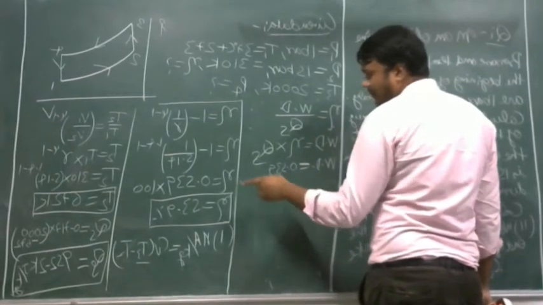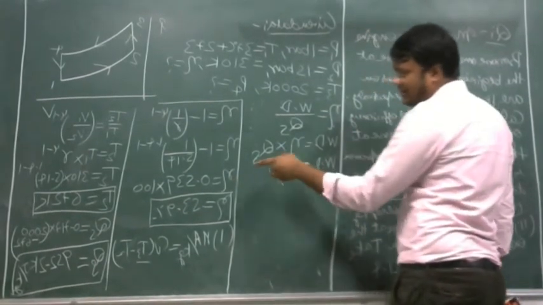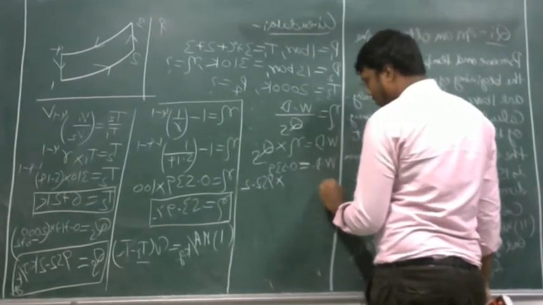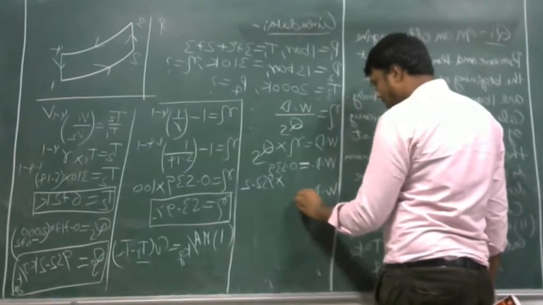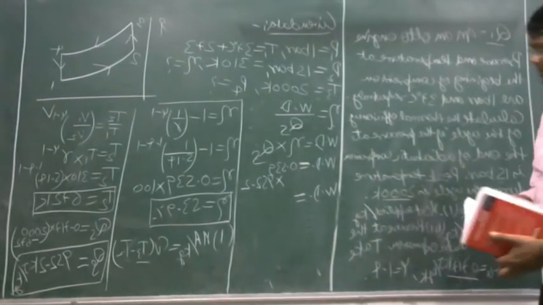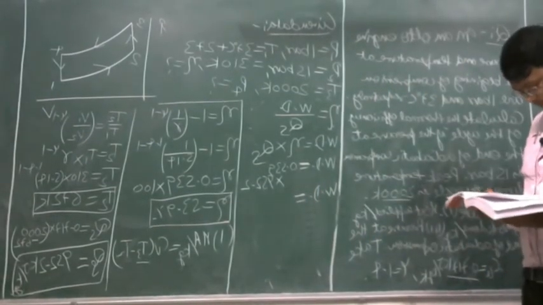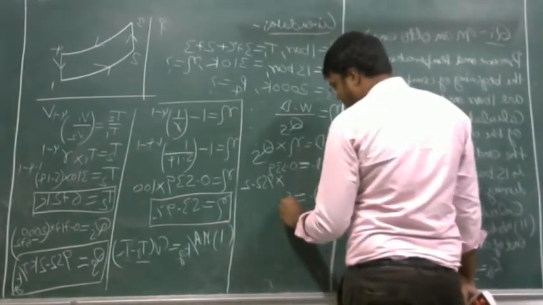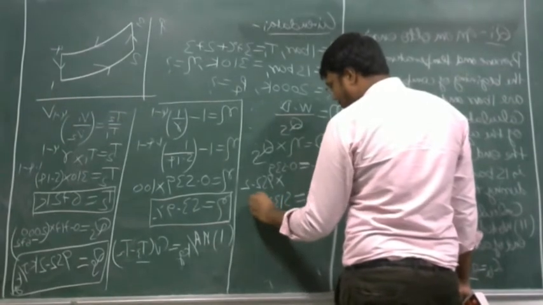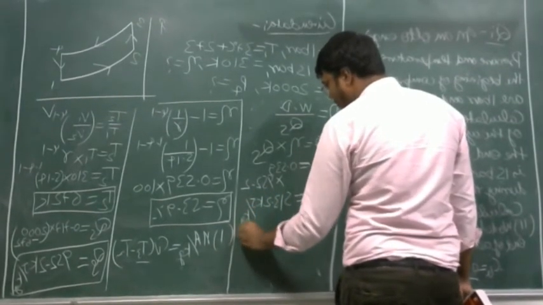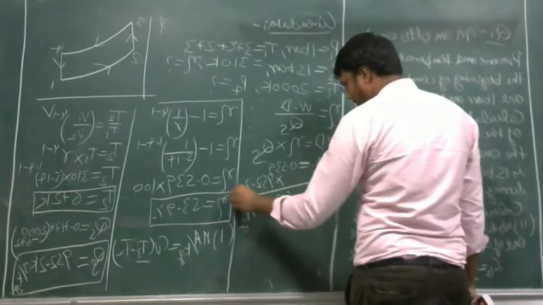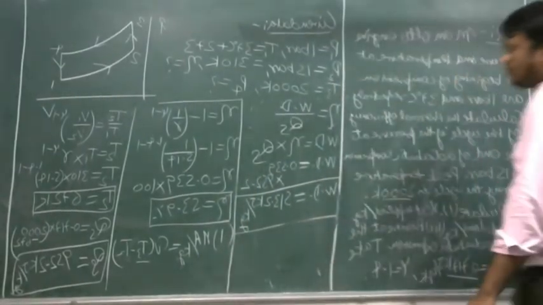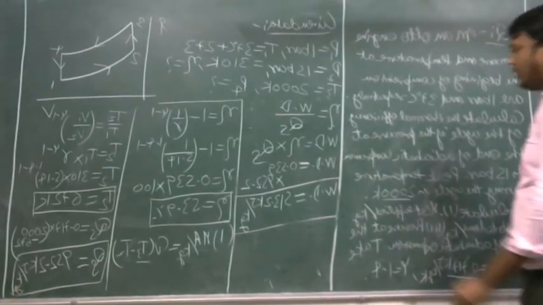0.539 into Qs. What is the value of Qs here? 952.2. So work done will become, after calculation, equal to 513.2 kilojoule per kg. So this is the value of work done.